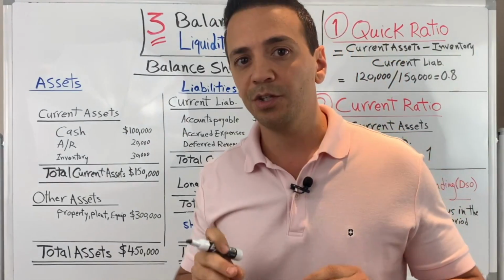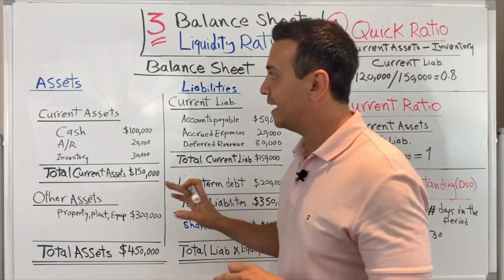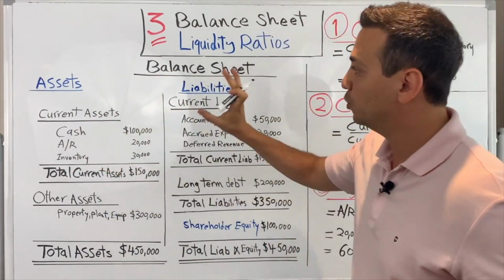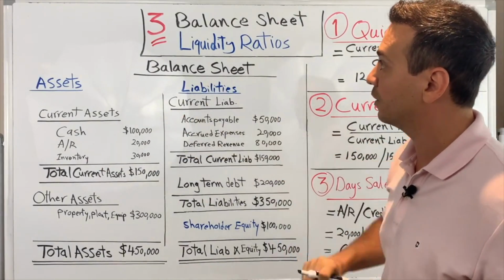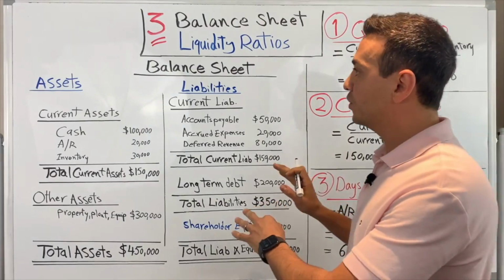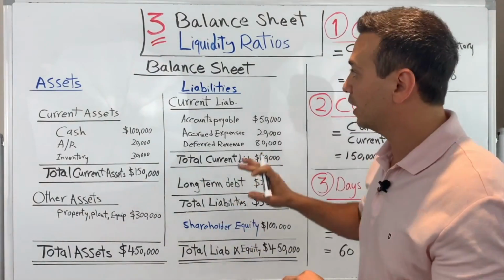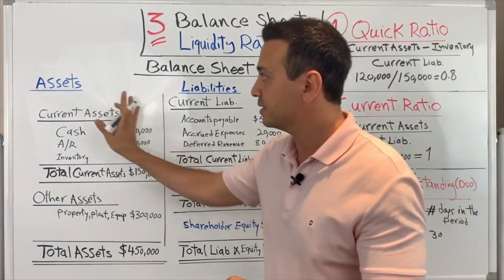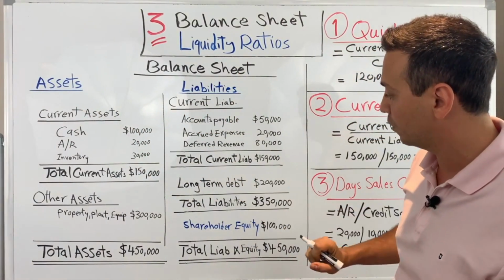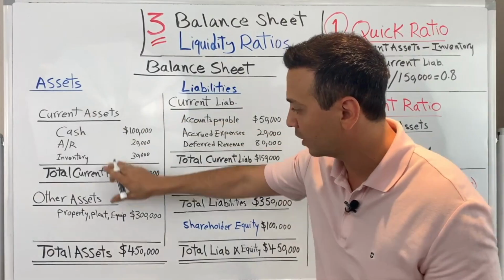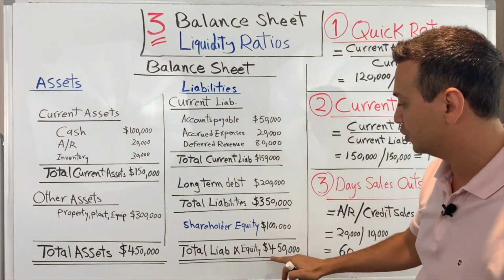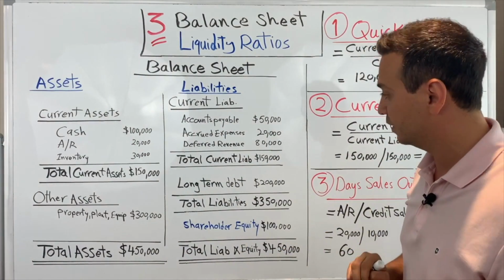The goal of these liquidity ratios is to figure out whether the company has on its balance sheet enough liquid assets on the current asset side to meet its short-term liabilities or current liabilities. Before we jump into these financial ratios, let's walk through the basic structure of the balance sheet. It's called the balance sheet because the asset side needs to equal the liabilities and shareholders equity side. As you can see here, the total assets in this case are $450,000, and the total liabilities and shareholders equity is also $450,000.